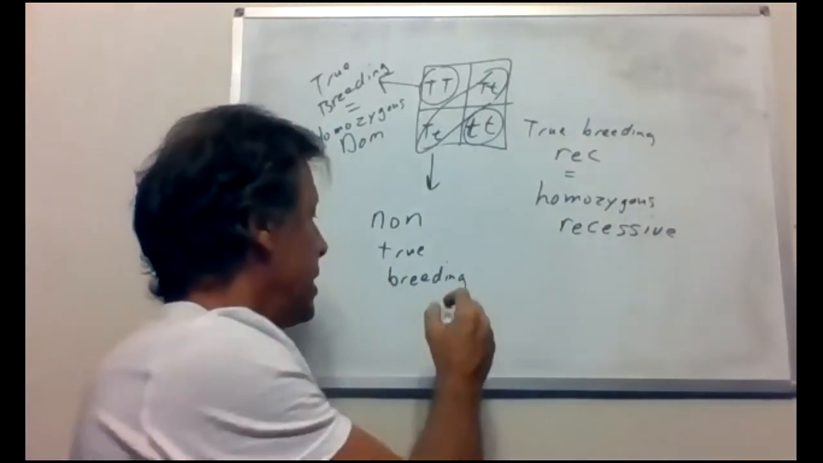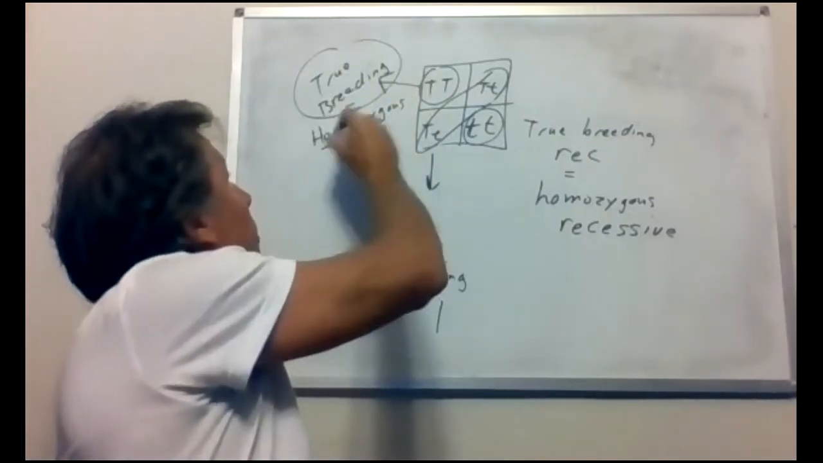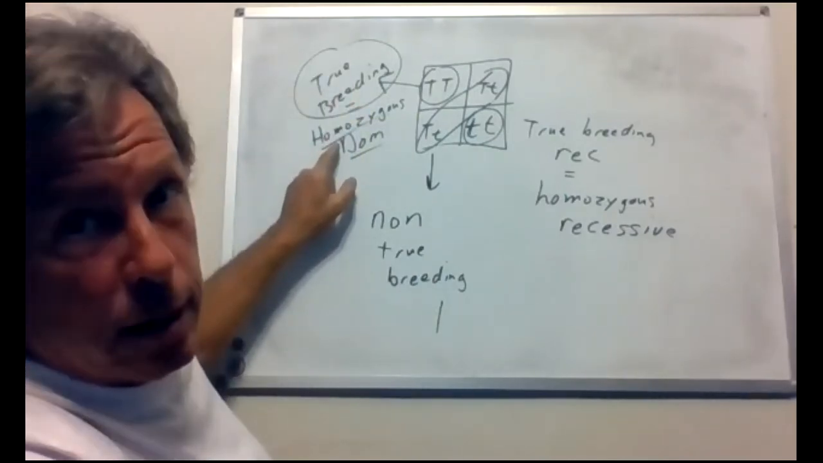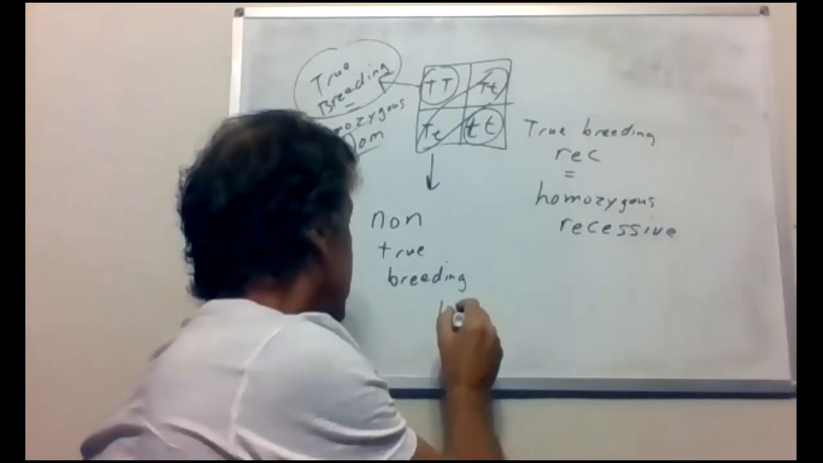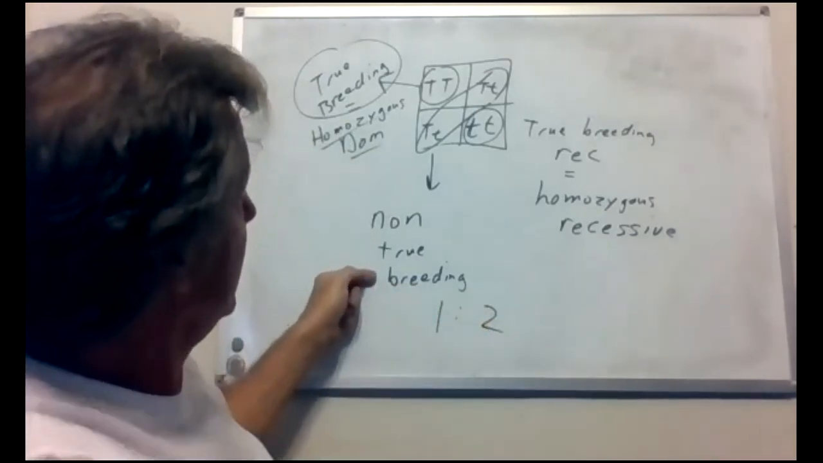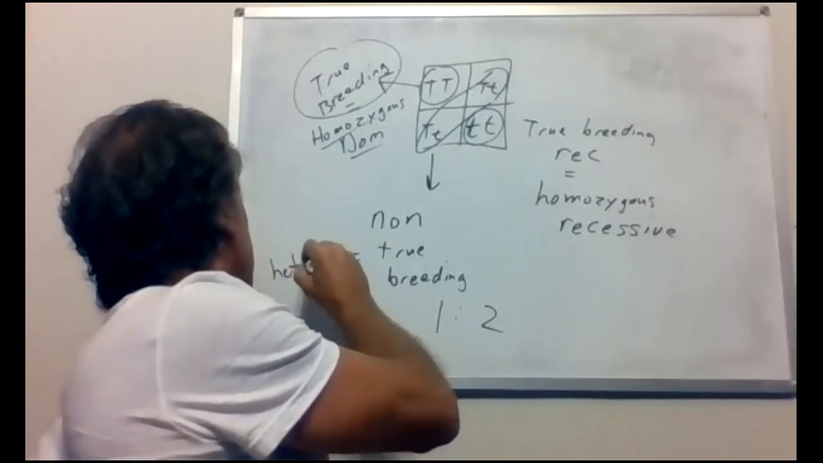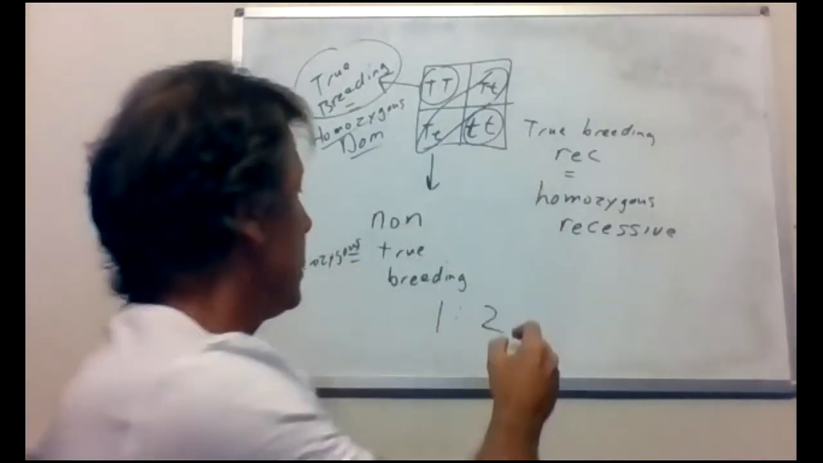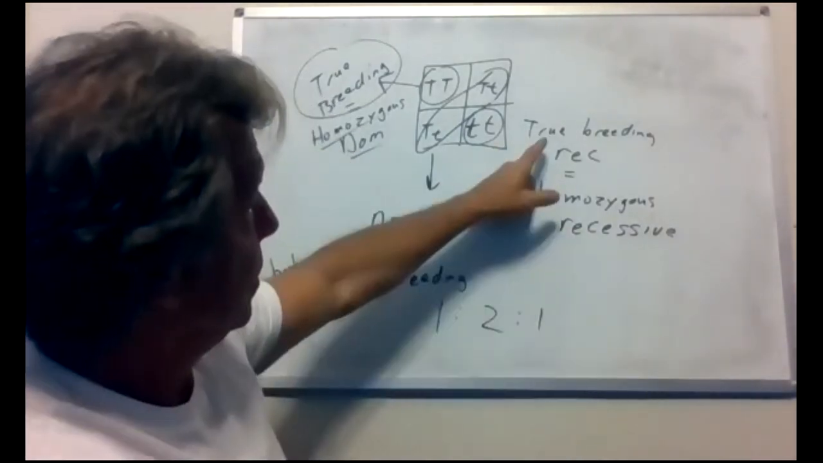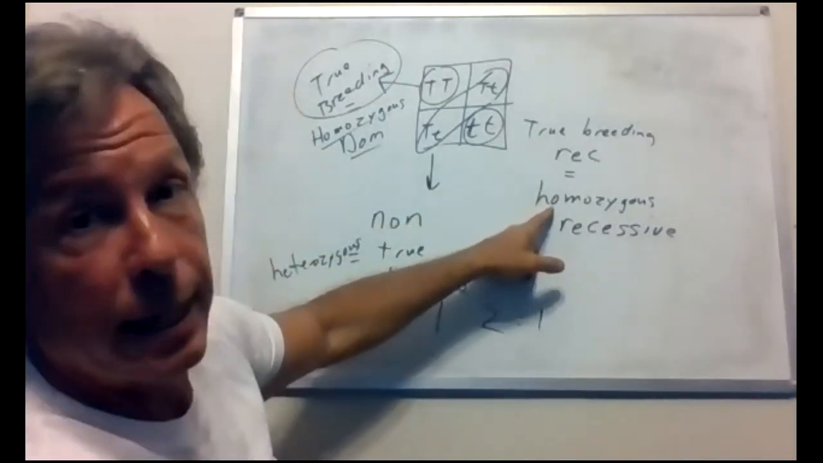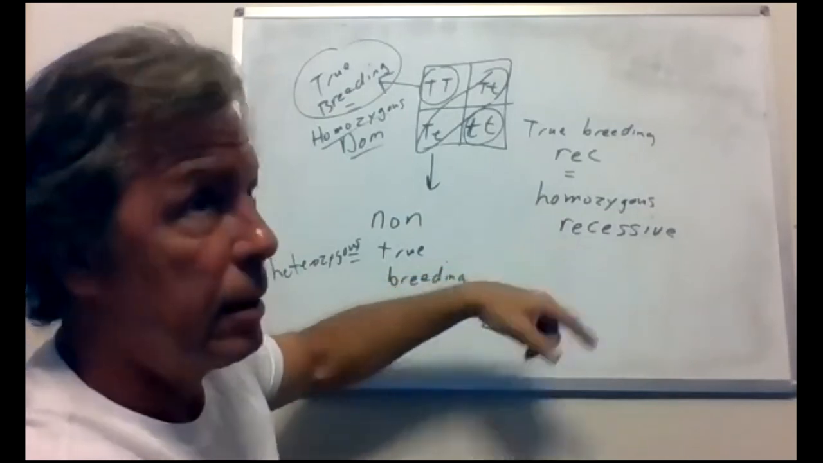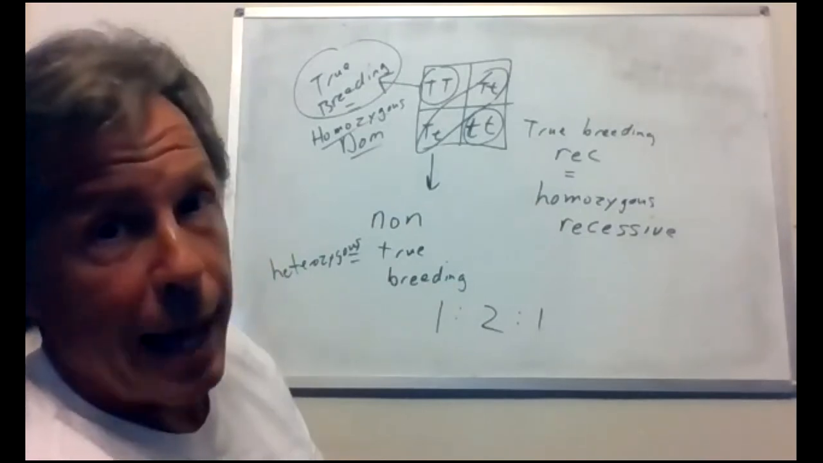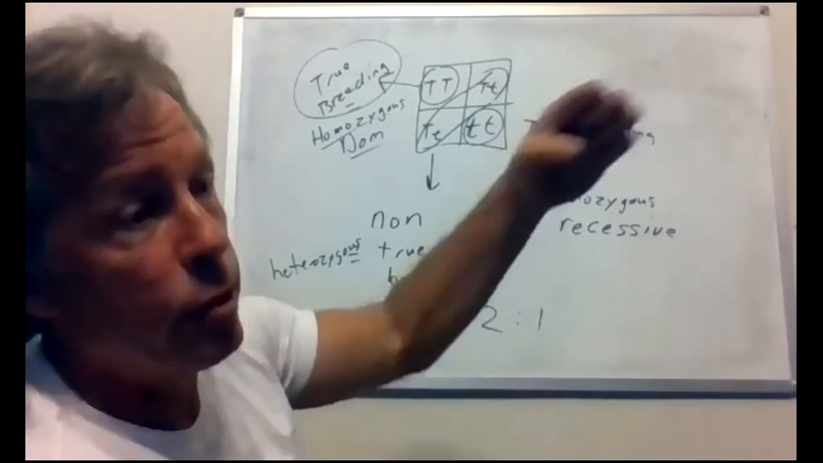So what did Mendel find? He found a ratio of 1 true breeding, homozygous dominant, true breeding tall phenotype, homozygous dominant genotype. And then 2 non-true breeding or heterozygous. And then he found 1 true breeding recessive or homozygous recessive genotype, right? Okay. Yeah, it's complicated. It's tricky. There will be a couple questions about this, and I will ask you for either the genotype or the phenotype of any of those generations.